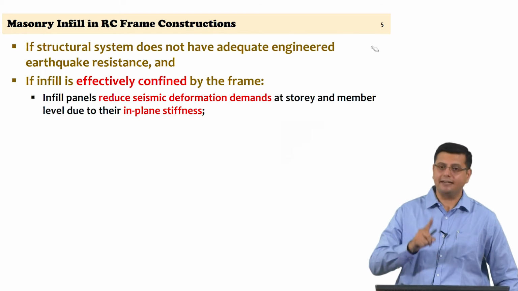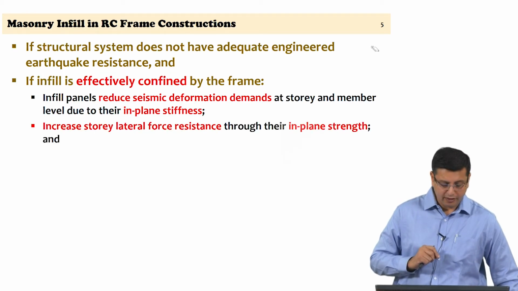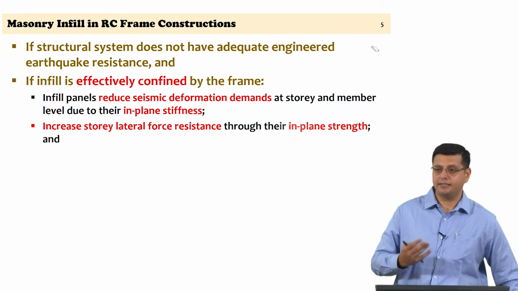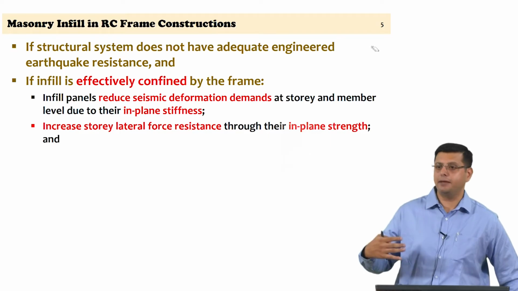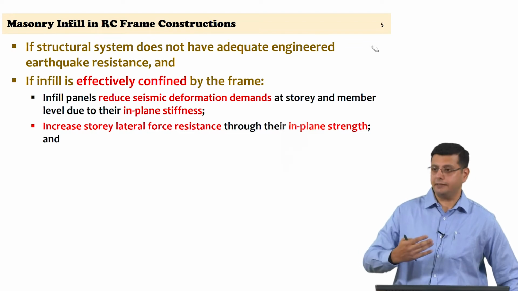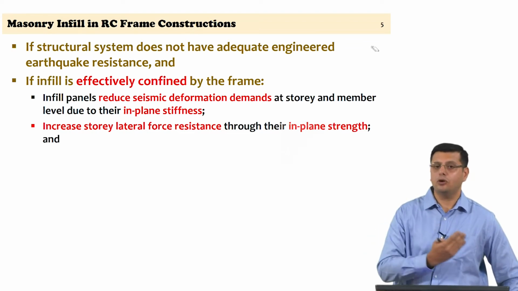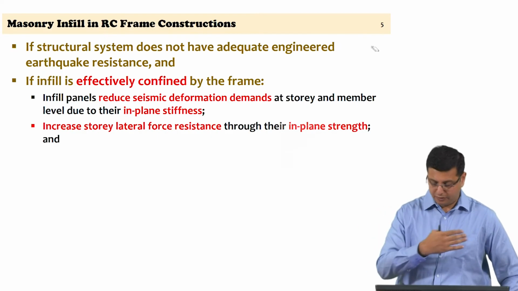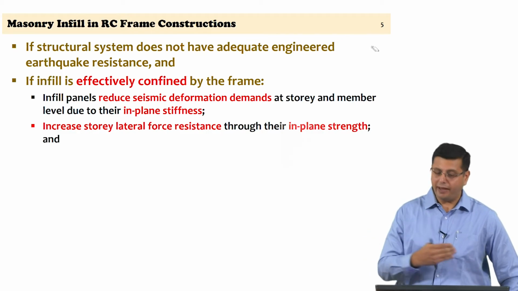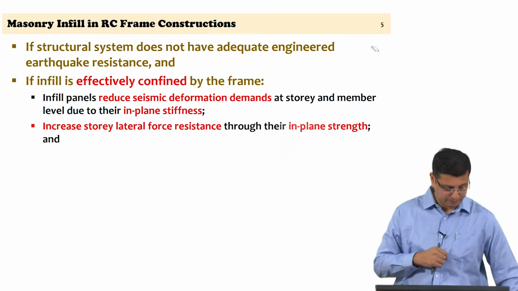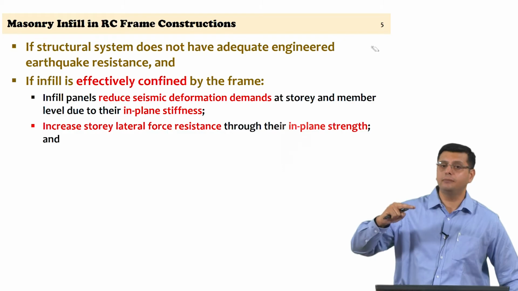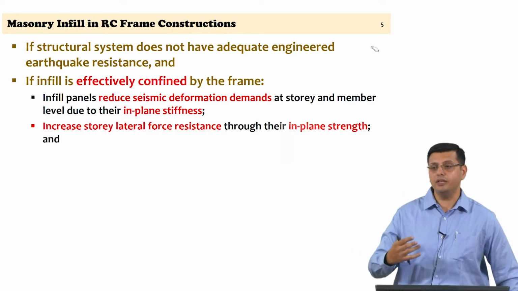So, it has a lateral stiffening effect to begin with. It can also increase the lateral force resistance, because the panel is a masonry shear wall, and because of its in-plane strength, it can enhance the in-plane resistance of the frame in the direction that you are considering, with the panel being in the in-plane loading condition. So, there is an effect in lateral stiffening, but there is also a beneficial effect in terms of additional in-plane strength available to the frame.